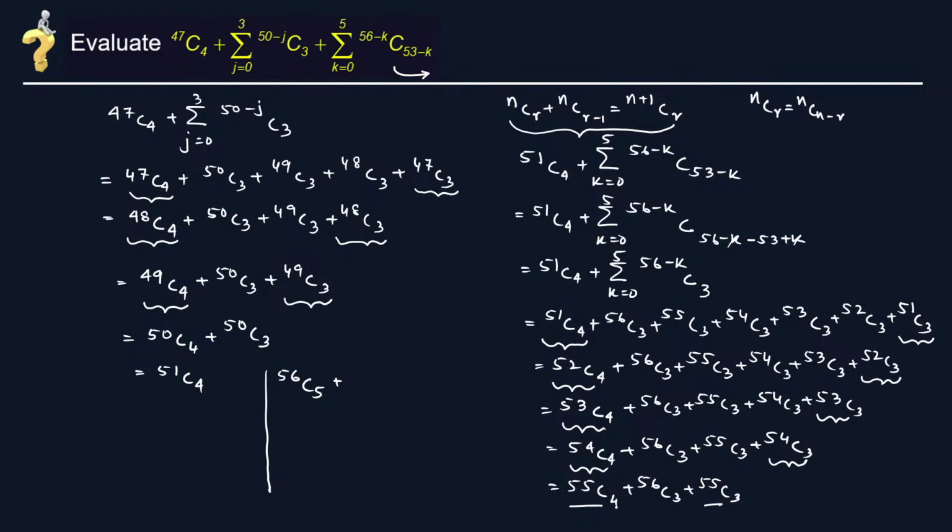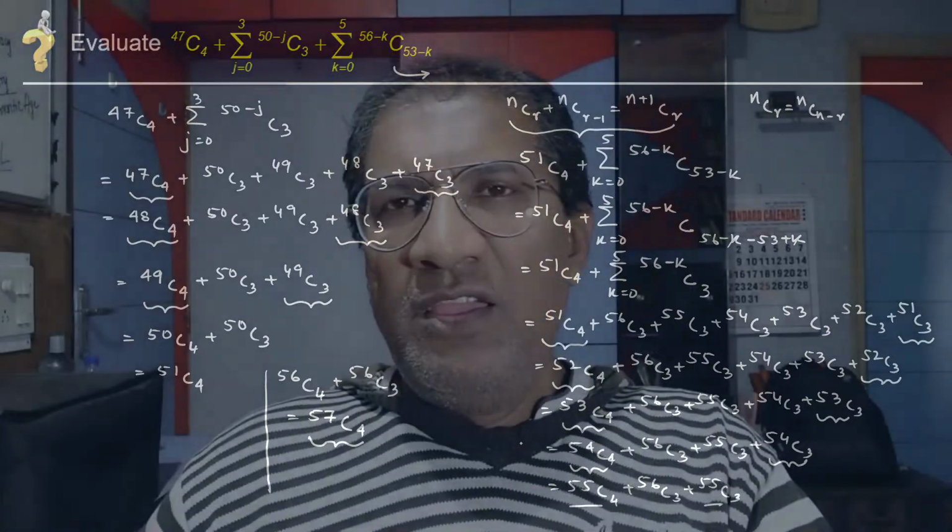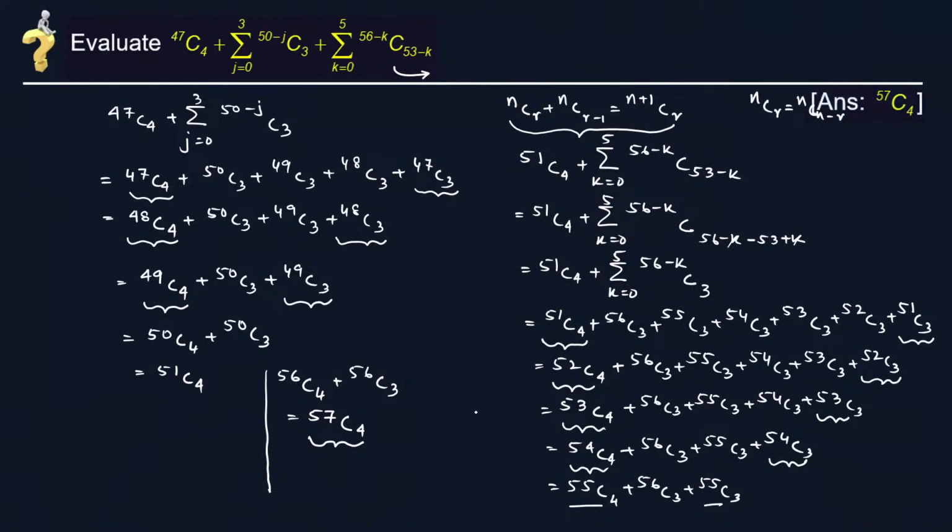Now again, 55C4 plus 55C3 will give us 56C4. Correct? Plus, we are left with 56C3. So again, it is going to give us 57C4. That's it. What have we done? We have simply used nCr plus nCr-1 equals n+1Cr and done this sum. So our answer is 57C4. Is it clear to everyone?